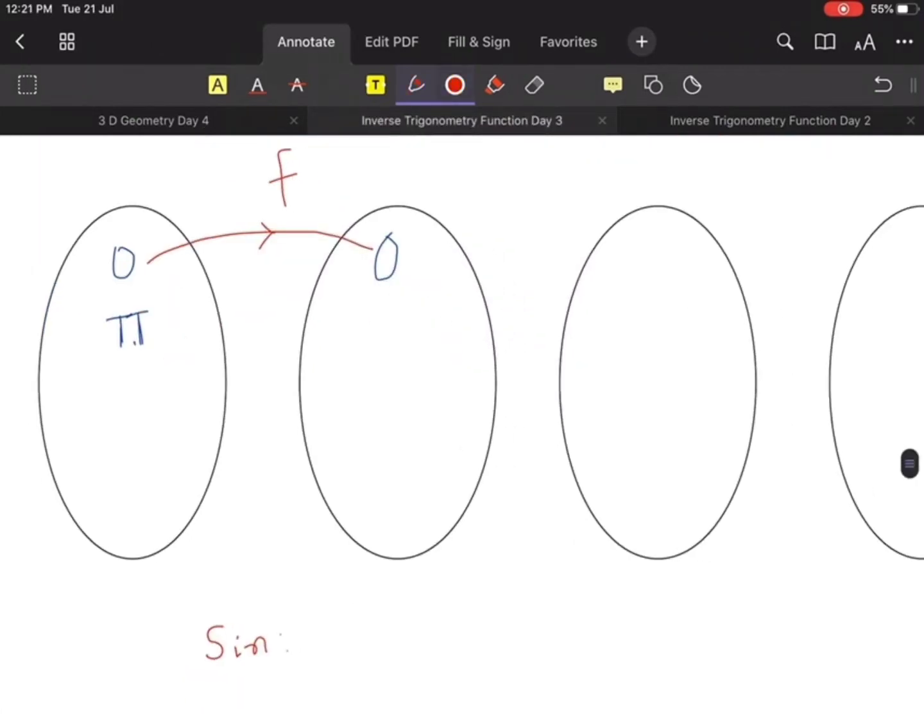If it is also 0, then what can we say? We can say that the sine function is not 1-1. Am I clear?